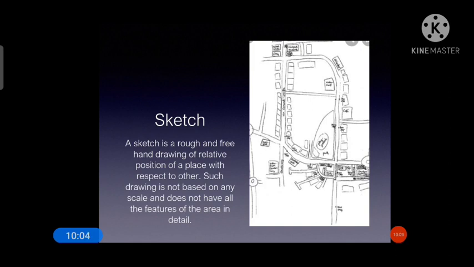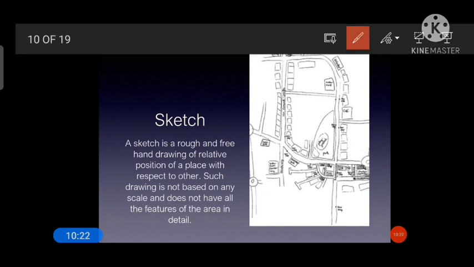This is also another way of representing the reality of the earth. Sketch. Now what is a sketch? A sketch is a rough and freehand drawing of the relative position of a place with respect to others. Such a drawing is not based on any scale. This is important to note. A plan is drawn based on a scale, whereas a sketch is not based on any scale, or distance is not measured there, and it does not have any features of the area in detail.